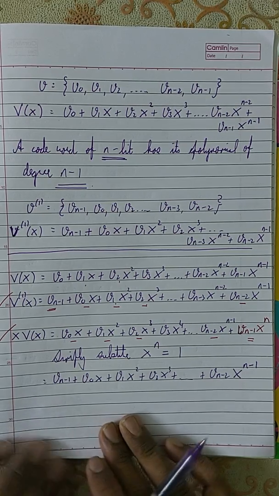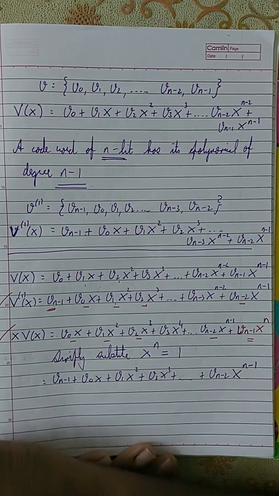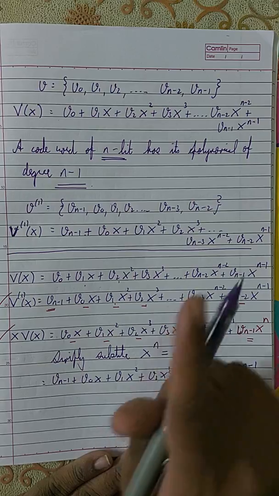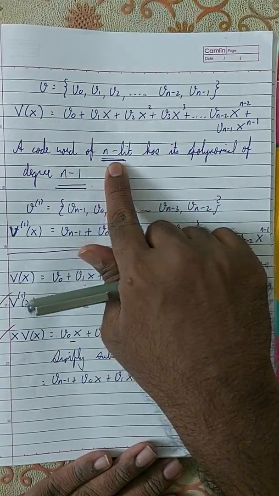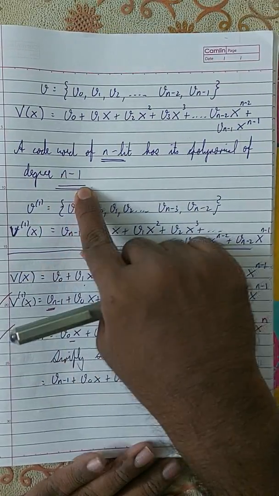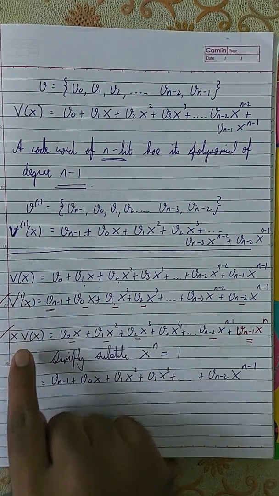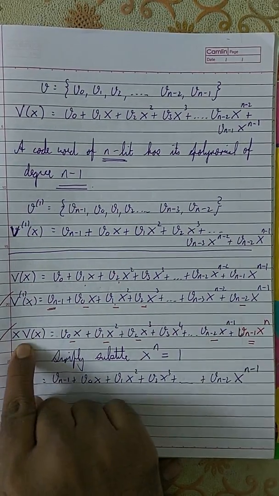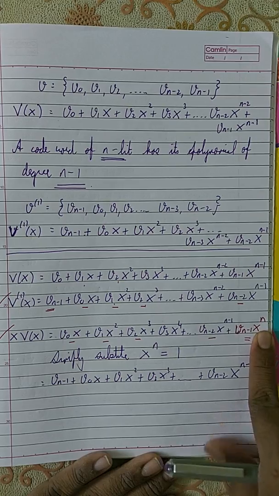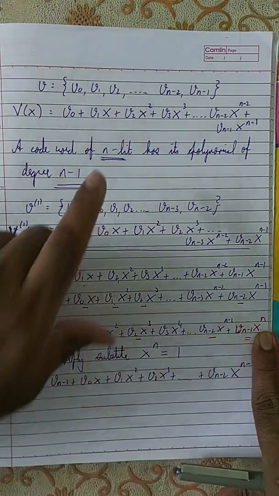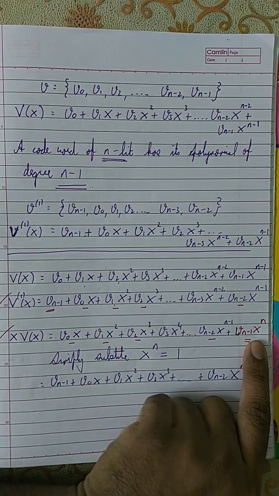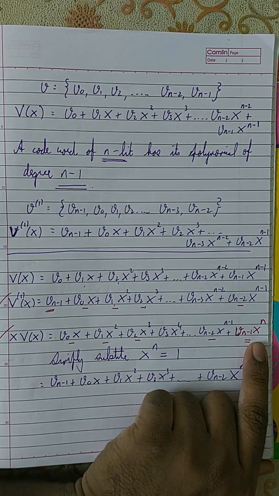So now you will ask me, can I simply do this? Is it possible? Theoretically, it is possible. And if you ask me why, it is because I already told you that a code word of n bits has a polynomial of degree n minus 1. It should have a degree of n minus 1. If I multiply v of x with x, see what happened. I got a polynomial, alright, but its degree is wrong. Its degree is greater, its degree is n. A code word of n bits should have a polynomial of degree n minus 1. But here, the degree of this polynomial is not n minus 1, it is n. It is supposed to be n minus 1.